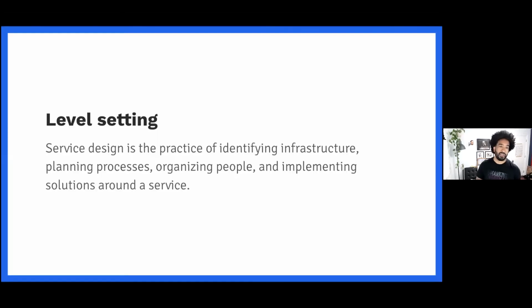So first, let's level set on what service design is. Service design is the practice of identifying the infrastructure, planning processes, the people, and putting the solutions together around the service. And I do have to define it: according to Lou Downey, a service is something that helps someone to do something. That's as simple as it is. A service is something that helps someone do something.